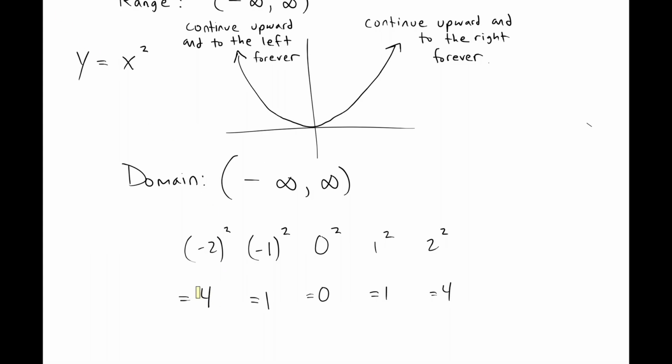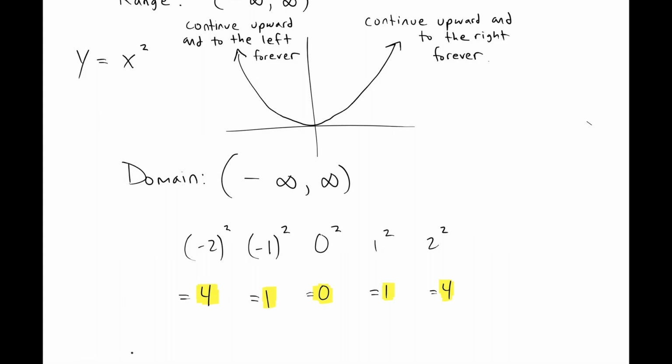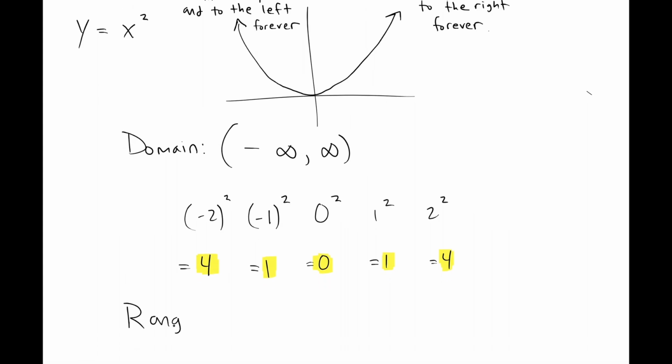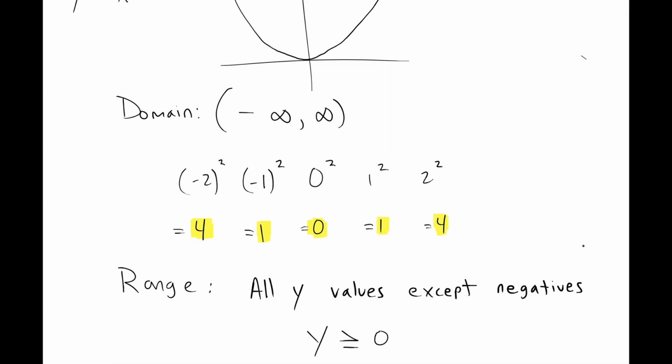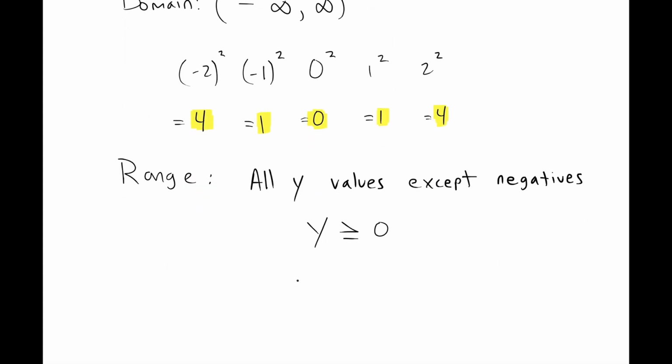And so when we look at the types of outputs that we get for x squared, one thing we see is that we're just never going to get a negative out of that. And so, for that reason, the range will not include negatives. So one way to describe the range is we're going to get all y values except negatives. Another way to write that would be that we can get any y that's greater than or equal to 0. To put this into interval notation, it'll be 0, infinity.